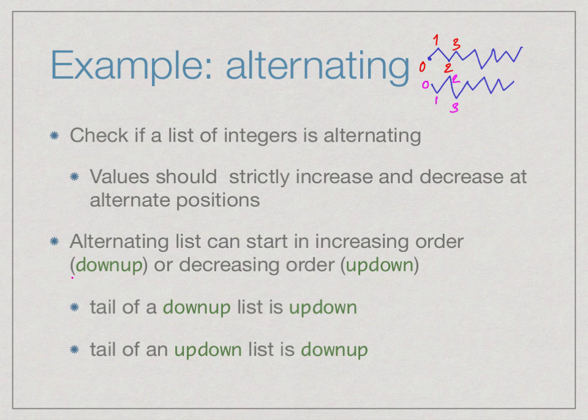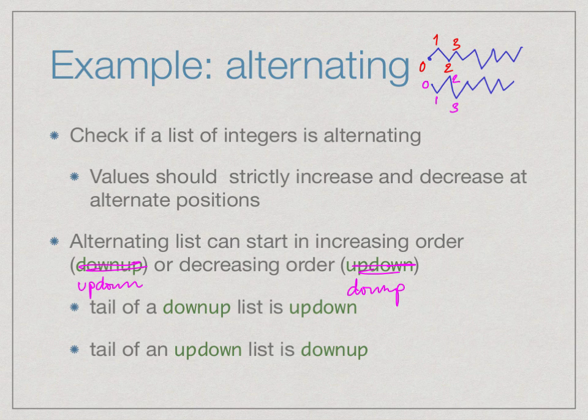Okay? So this should be reversed. Right? So if it starts in increasing order, I will say it is an up-down list. It goes up first, then it goes down. And if it starts in decreasing order, I will say it's a down-up list. It goes down, then it goes up.